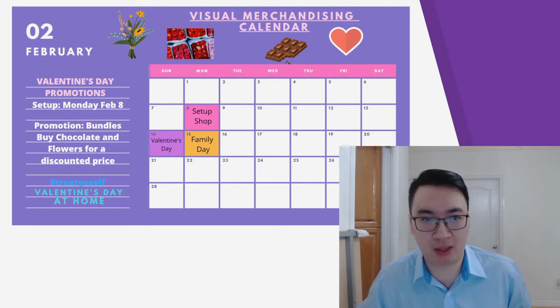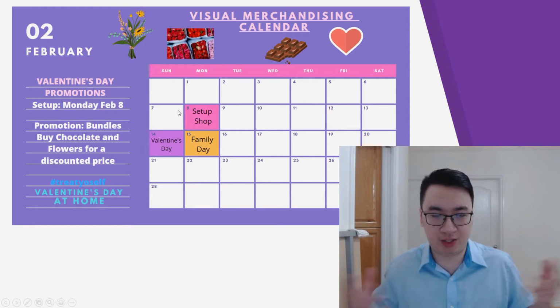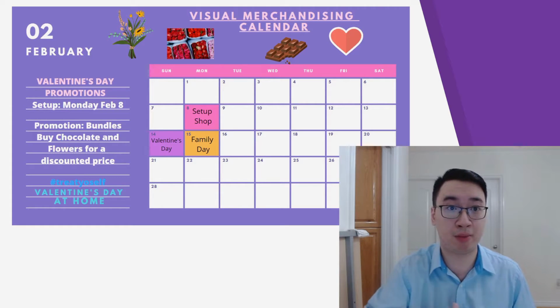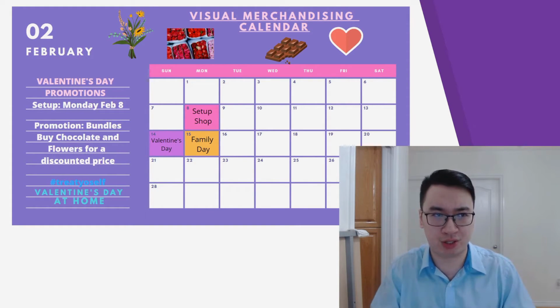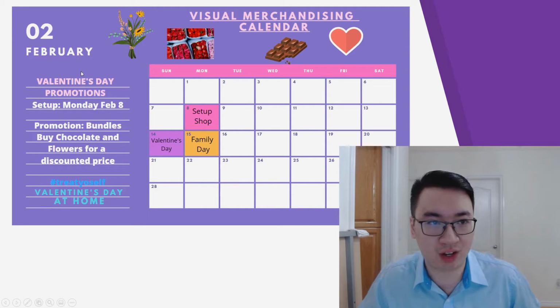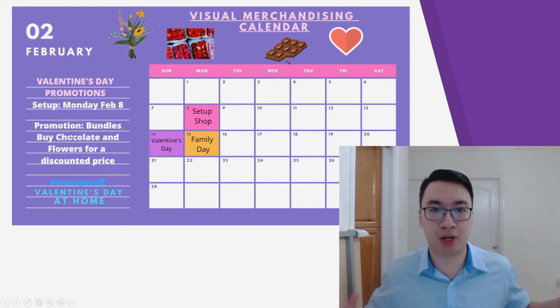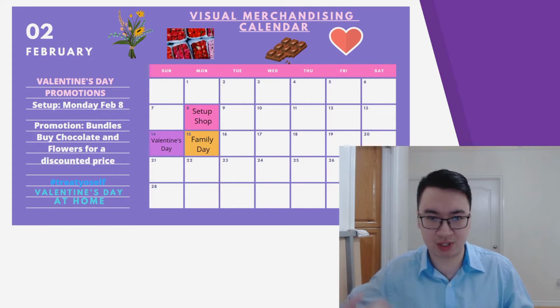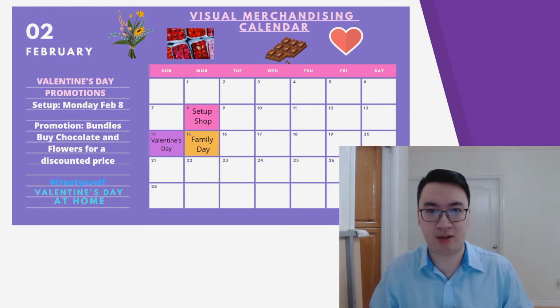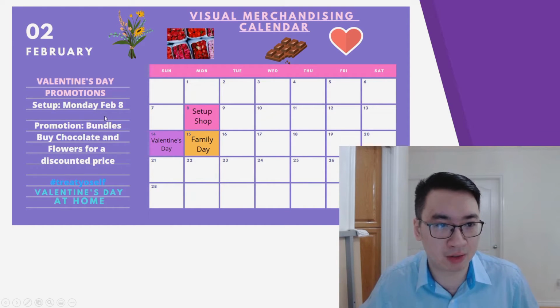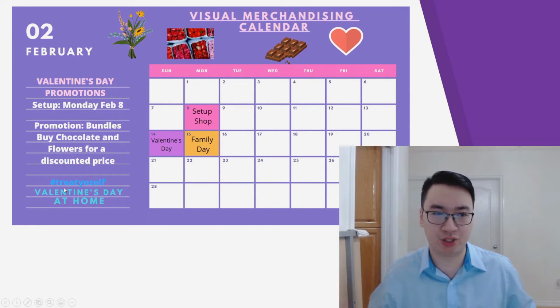This actually might be a little bit late. Maybe you want to do it a little bit earlier. But in general, it's a timeline and a graphic organizer for when displays need to go up, but also the monthly promotions. So in February, I have the Valentine's Day promotions set up on February 8th. And the promotion, bundles. Bundles are a great way to sell products to customers. It's increasing their overall average spend, and they're buying more, so it increases revenue per customer. I have here bundles: buy chocolate and flowers for a discounted price, with the hashtag treat yourself.